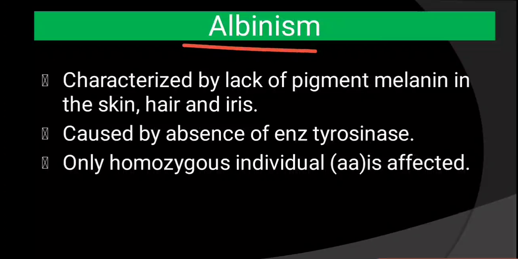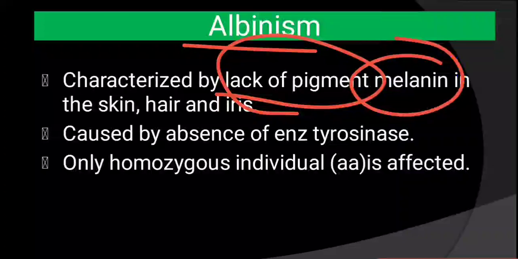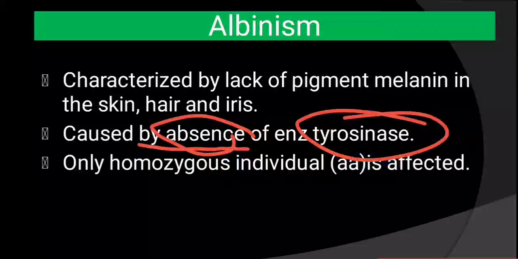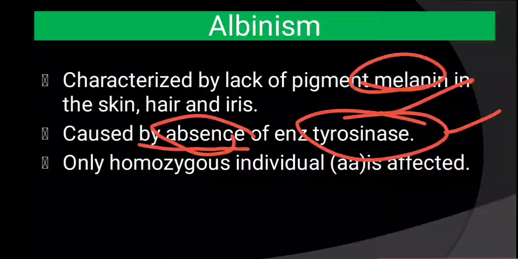It is characterized by the lack of the pigment melanin. Okay, there is a shortage of the pigment melanin in the body, in the skin, hair and iris, which leads to a disease called albinism. And this disease is caused by the absence of enzyme tyrosinase. Remember the name tyrosinase, and the lack of the pigment melanin.